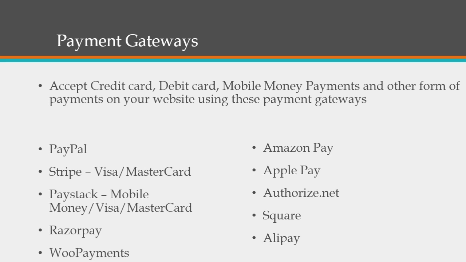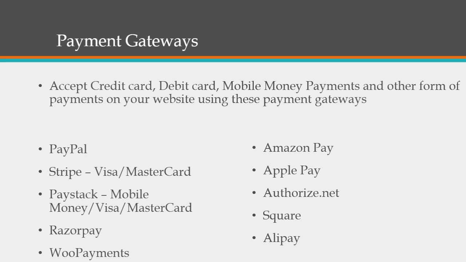Now, of course, there are a lot of payment gateways that you can integrate or use on your WooCommerce website. Now we have PayPal, which you can integrate so easily on your website. We also have Stripe, and with Stripe you can collect Visa or Mastercard details, or your customers can use Mastercard or Visa to be able to pay, that is using credit card or debit card.